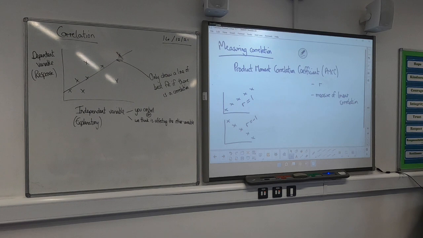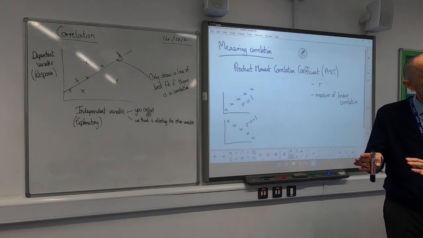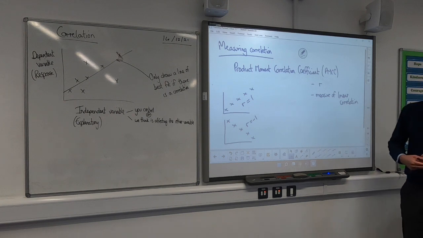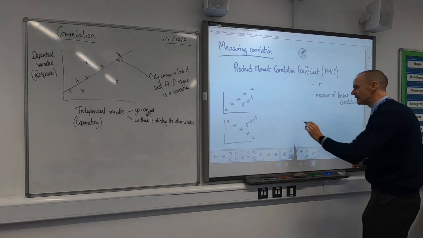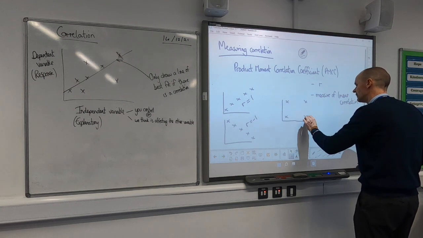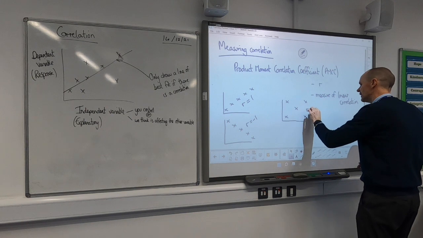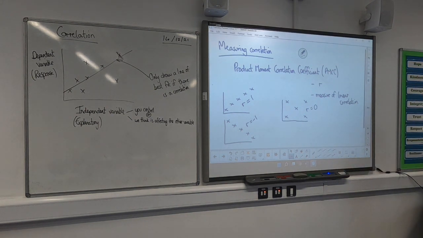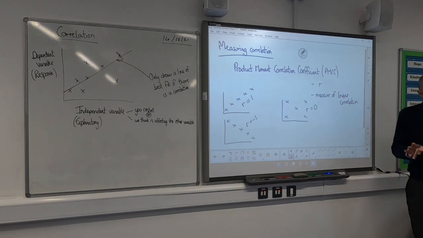In reality, with real life data, you never get 1 or -1, but you could get something that's pretty close to 1 or pretty close to -1. That would indicate that we've got a pretty good correlation. And if there is no pattern at all, then you'd get a PMCC of 0.